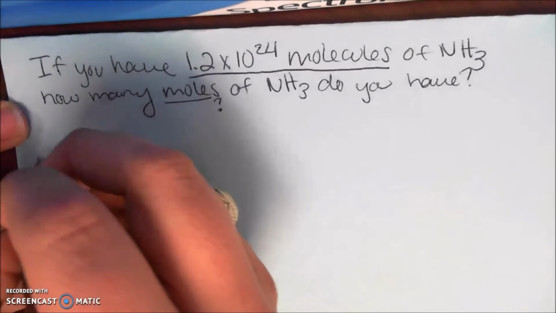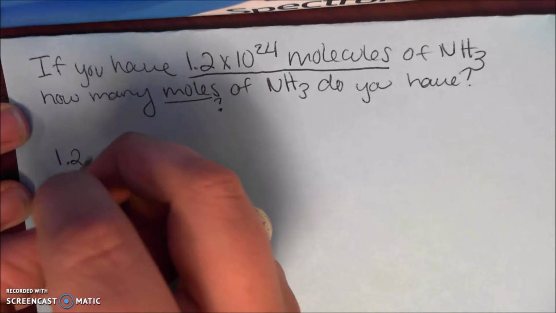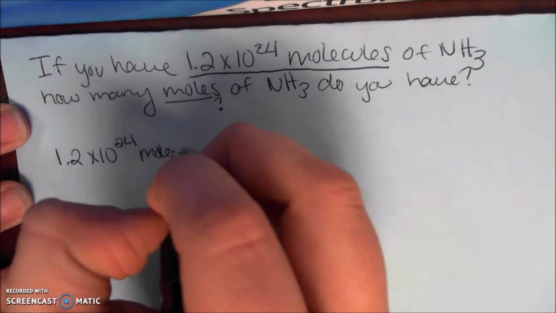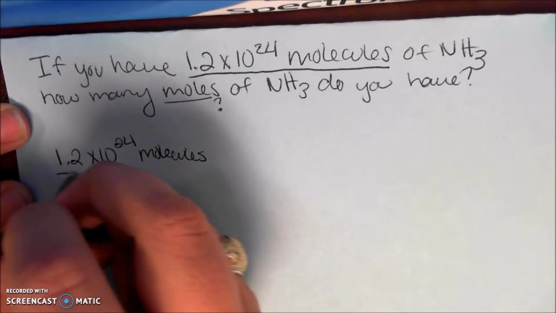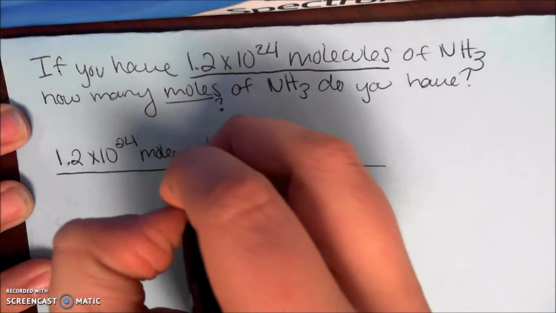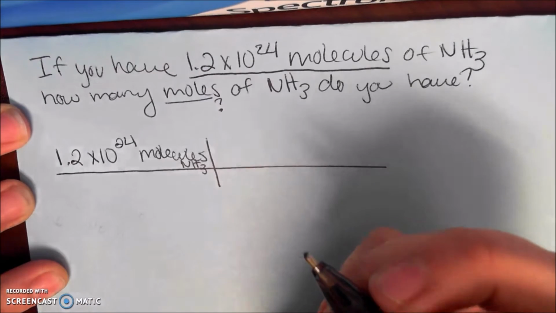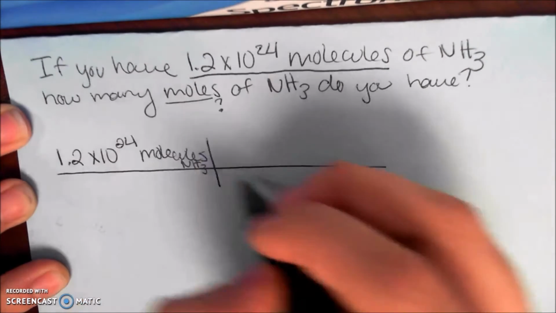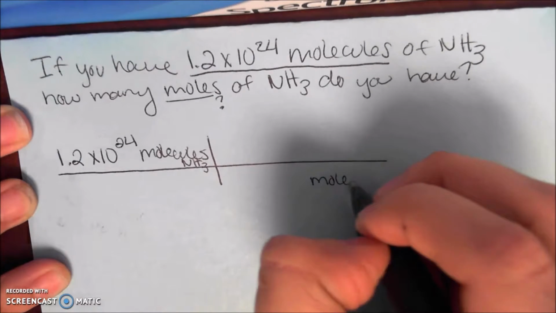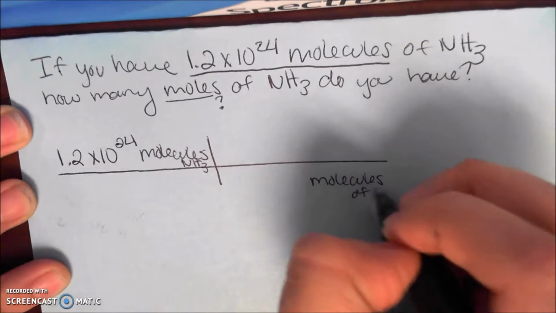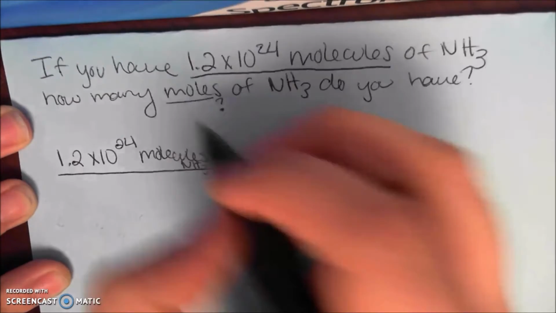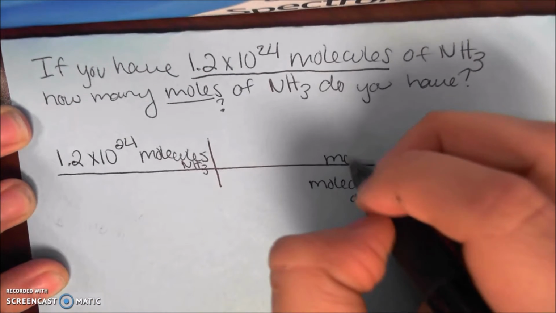Okay, so again, you start with what you're given. So we would say 1.2 times 10 to the 24th molecules of NH3. I'm going to draw our train tracks. So if we have molecules of NH3 here, what do we know we have to have down here so it'll cancel out? It's going to have to be molecules of NH3. And up here, what we want will end up being moles.